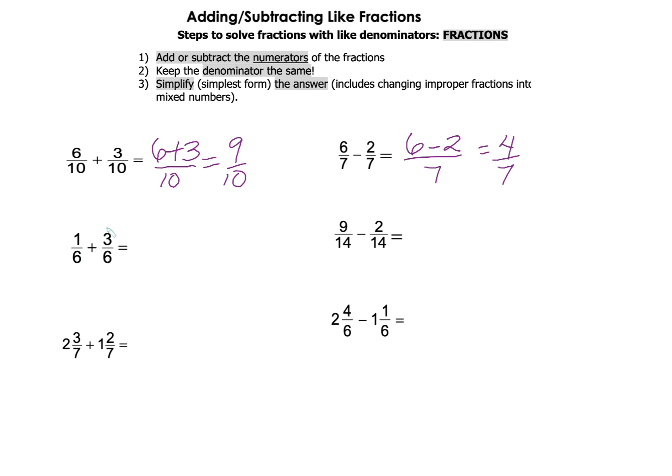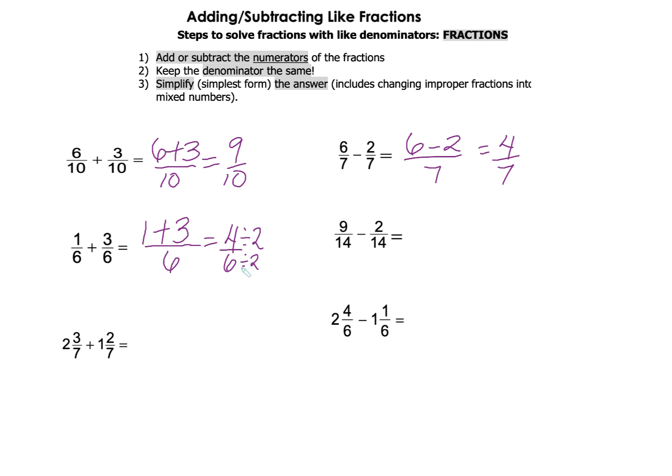I have 1 over 6 plus 3 over 6. So remember, when the denominators are the same, you keep that. You add your numerators, 1 plus 3. That gives you 4 over 6. Can we simplify 4 over 6? Yes, we can. 4 and 6 are even numbers. Even numbers are divisible by 2. So anytime you have an even number, it's divisible by 2. So we're going to divide the top and the bottom by 2.